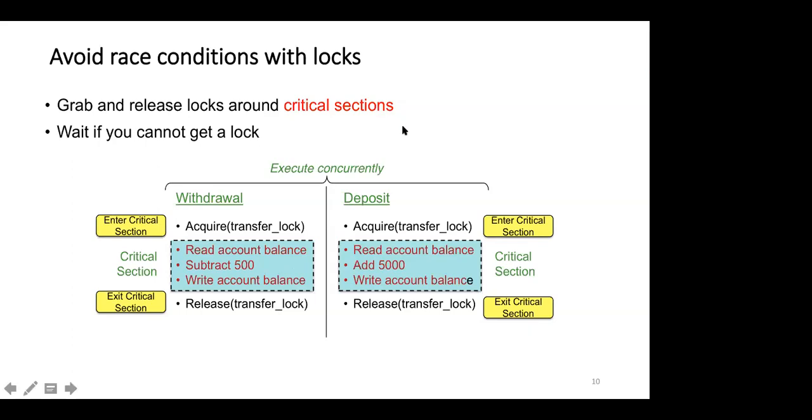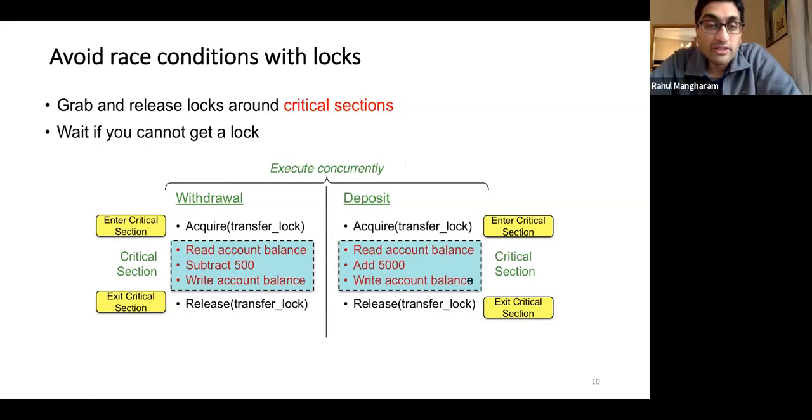On the slide, it says the deposit thread runs first, and it reads the account balance 1,000 and then adds 5,000. So you have 6,000, and then it's preempted, and the withdraw thread is scheduled to run. It reads the balance as 1,000, subtracts 500, and stores the result 500. So then it ends up with just 6,000.